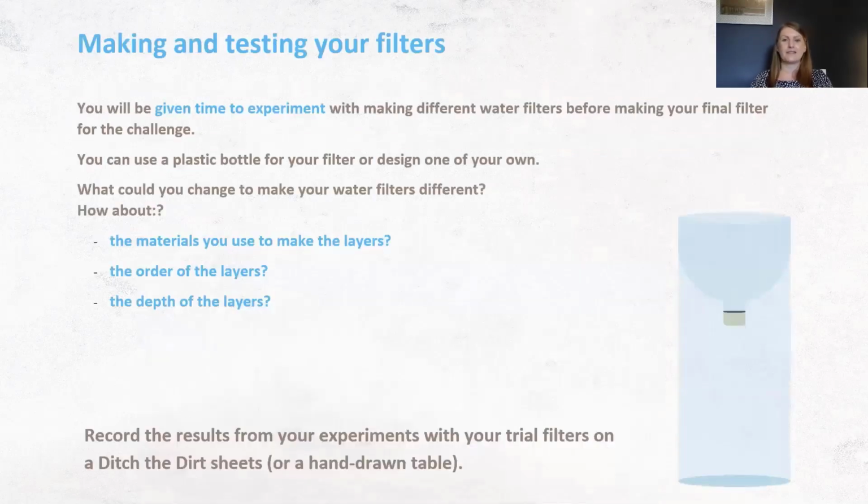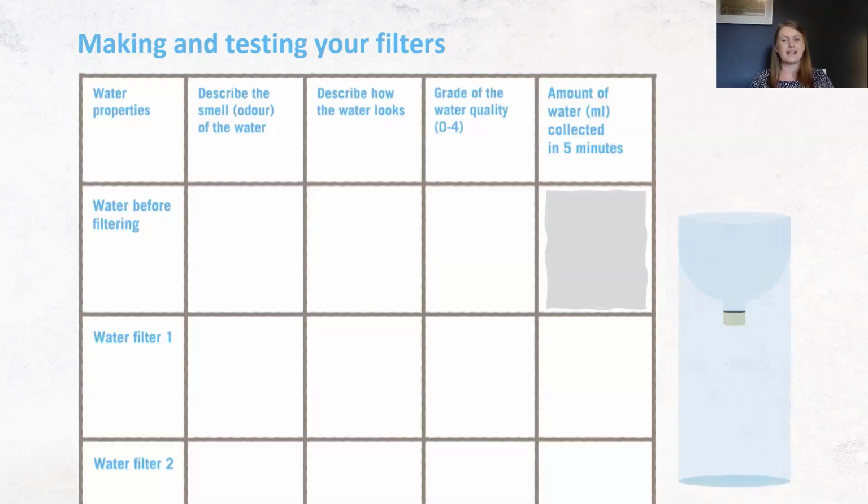Then the children get given a chance to experiment, to investigate, to test out some filter designs, thinking about the different layers, what materials, the order of the layers and the depth of layers. And then there's also a results table that you can download from the website. But if you're wanting children to develop skills of recording, then you might want to give them their freedom to be able to record results in their own way, in their own table. But the table that you can download looks like this.